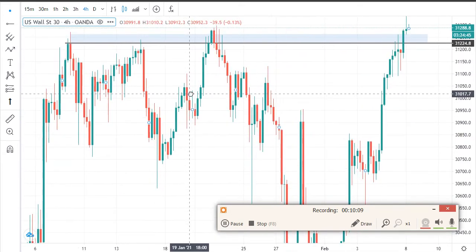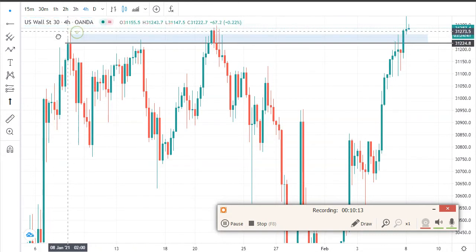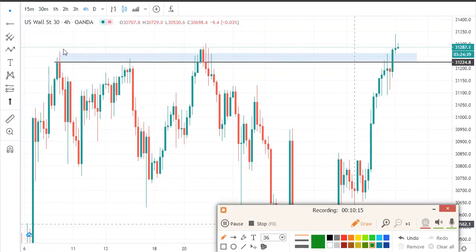US30 really respects this point. You can see the market respected this point. Even here we had a fake breakout, but it did respect this point because it came back very quickly. Even here we might have the same thing, you see.